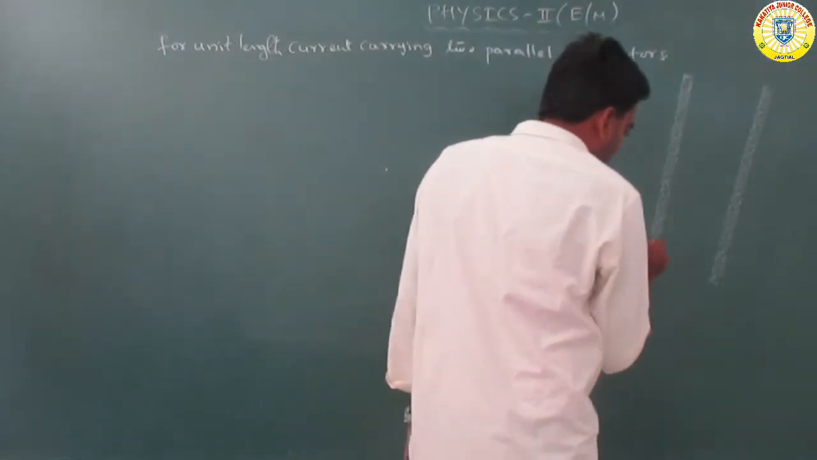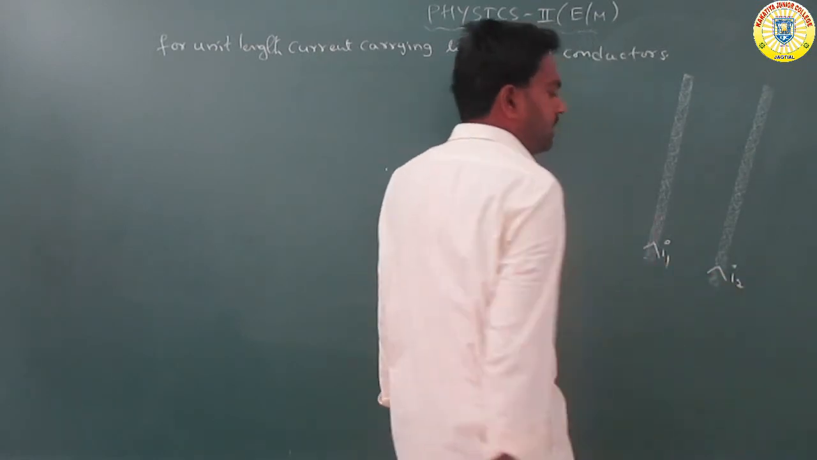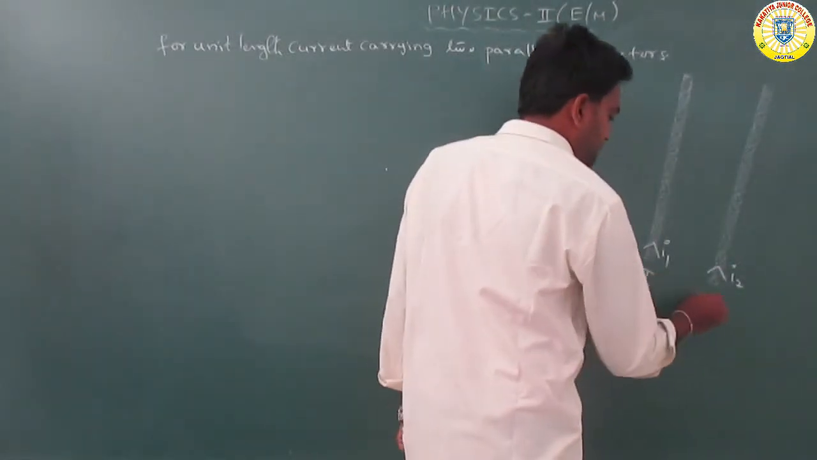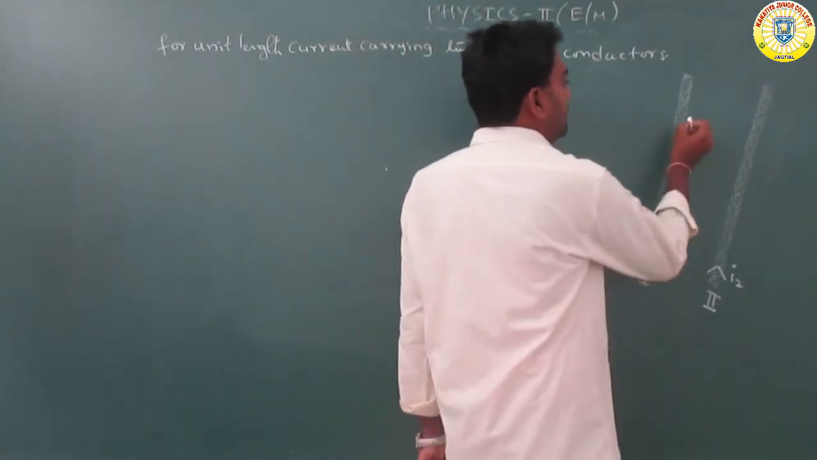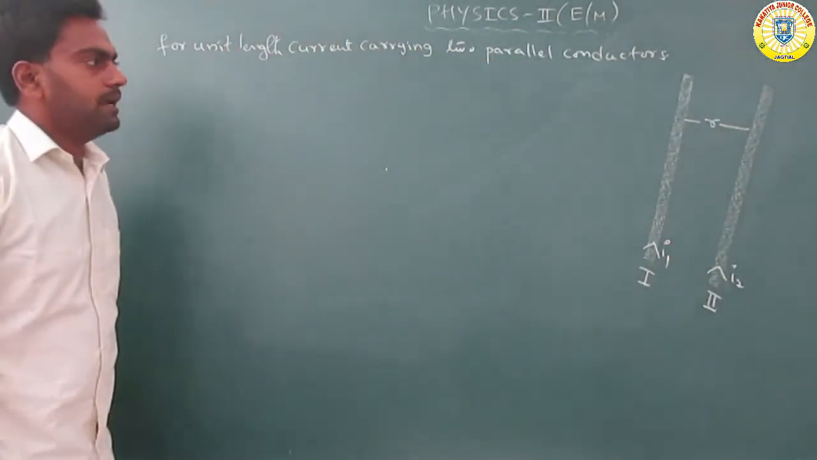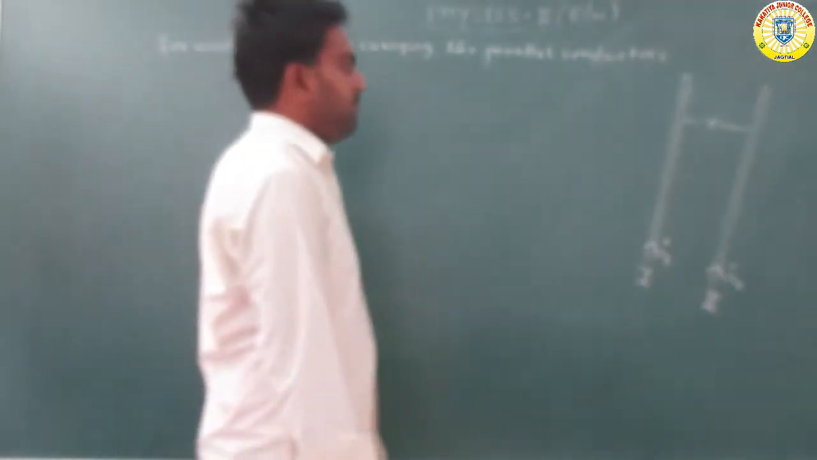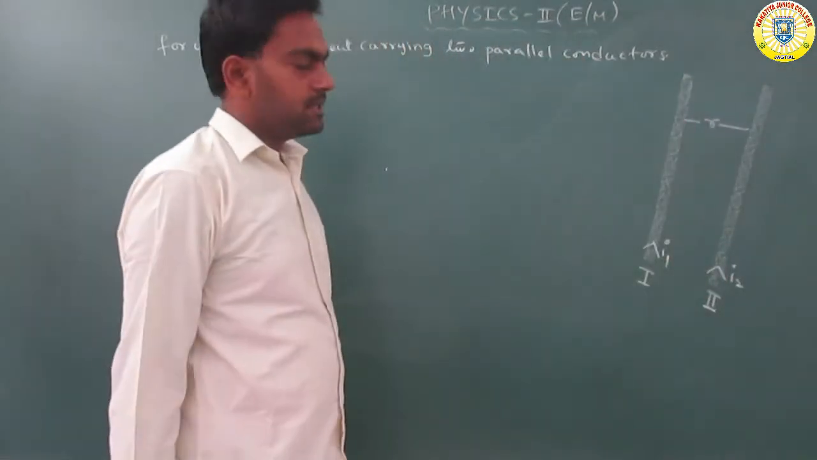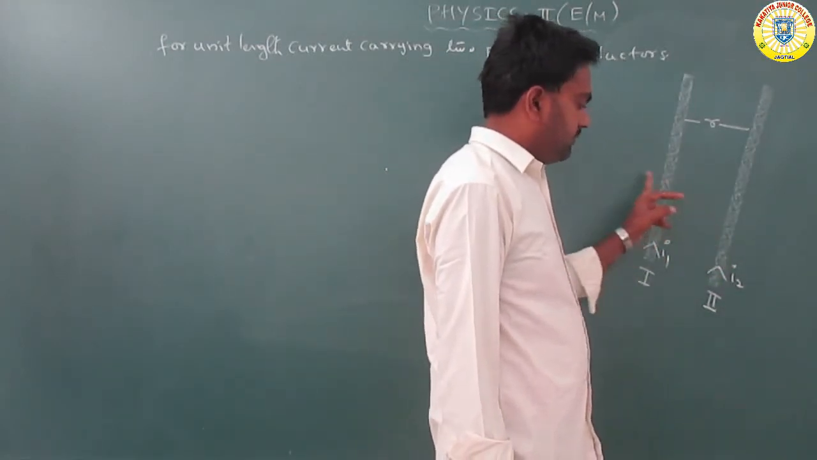Let I1 be the current passing through the first conductor, and I2 be the current passing through the second conductor. This is called the first conductor and this is called the second conductor. These two conductors are separated by a distance, small r. Because current is passing through the conductors, a magnetic field will be developed around them.